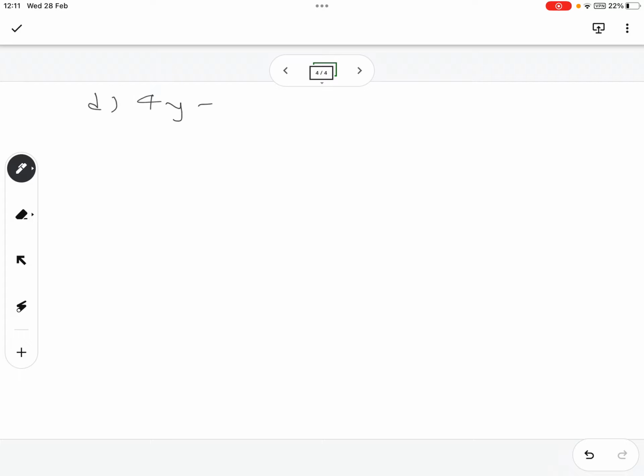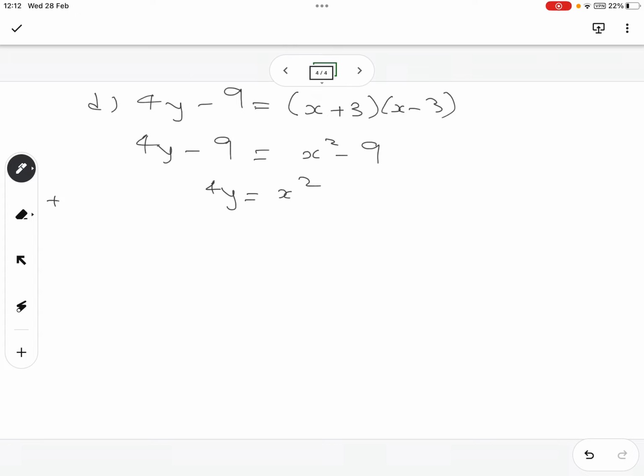And then the fourth problem, number d, we've got 4y minus 9 equals x plus 3 times x minus 3. This here is x squared minus 9, and that equals 4y minus 9. That means 4y equals x squared, because the 9s are additive inverses and cancel out, giving you 0. Then y is x squared over 4.